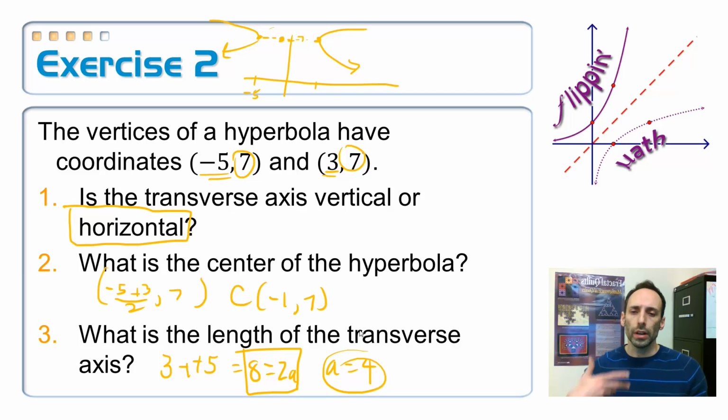Here's a question. Can I get my foci from that? How about my conjugate axis? Now, I can't get any of that stuff because the only thing that I have are two vertices.